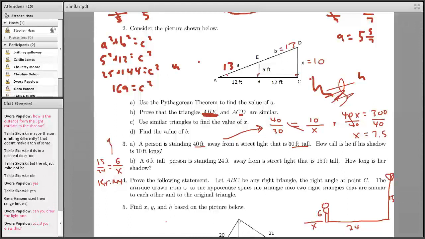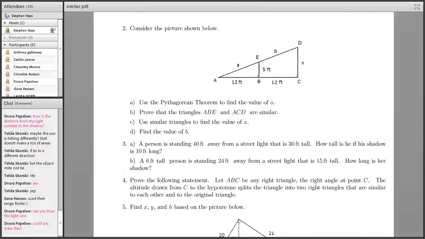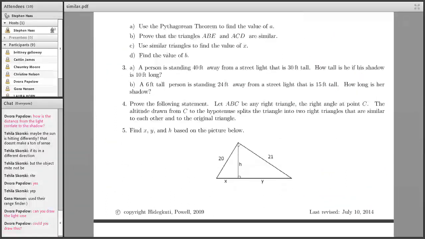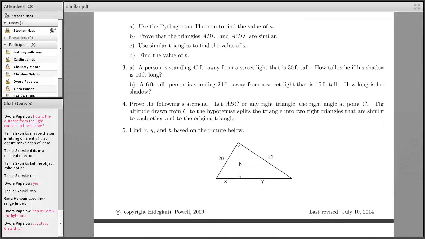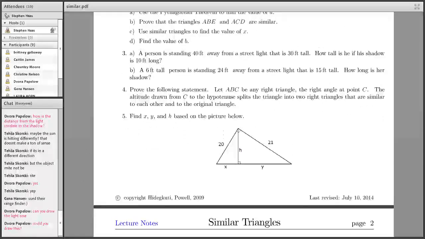Okay, let us scroll down a little bit and do number 5. I don't think we're going to have time to do all of them, but let's do number 5.